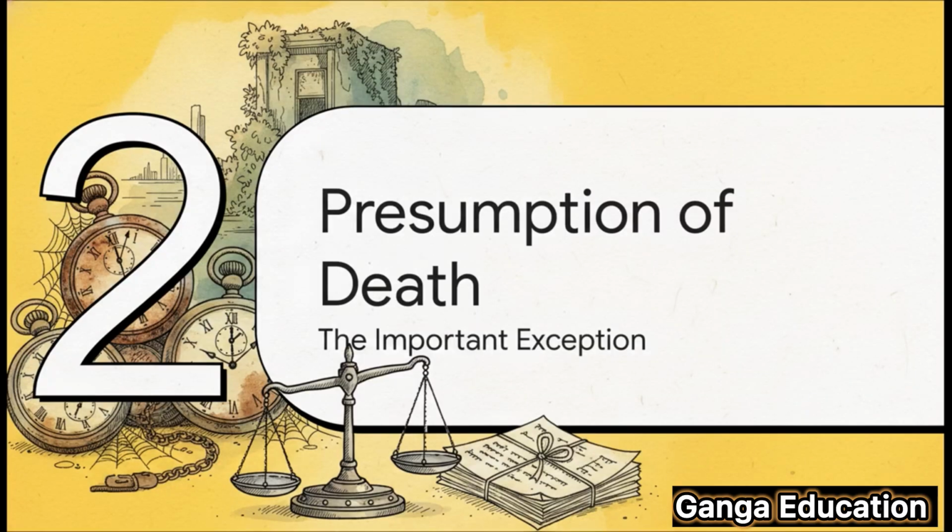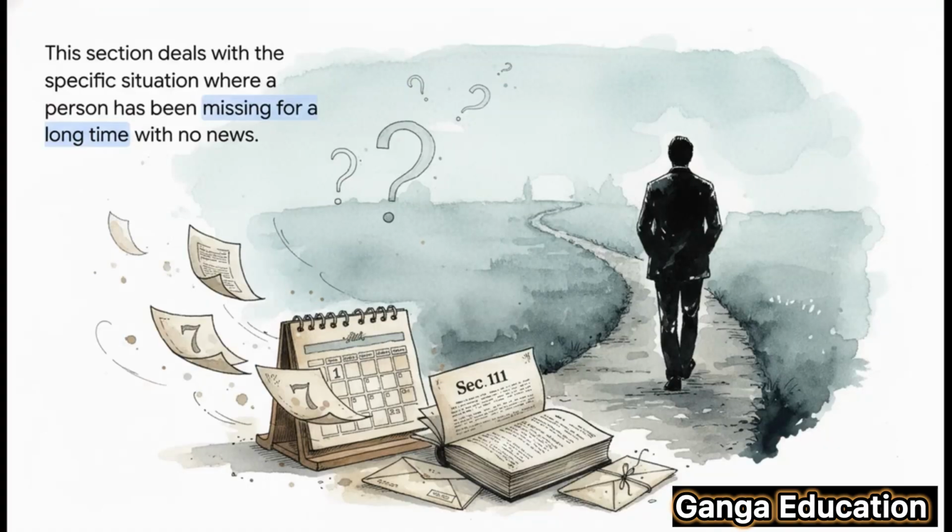So, we have understood the general rule. But what if someone has been missing for a very, very long time? Well, that's where our rule number 2 comes in, the presumption of death. And this is a really important exception to Section 110. This rule is laid out in Section 111 of the Indian Evidence Act.